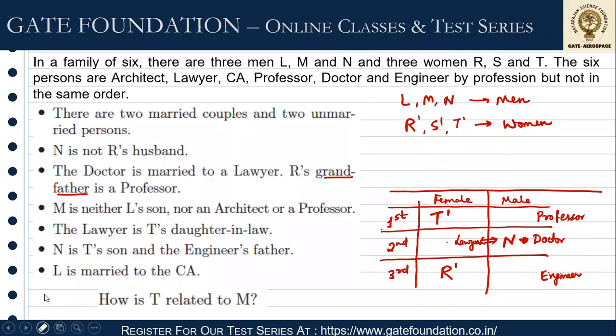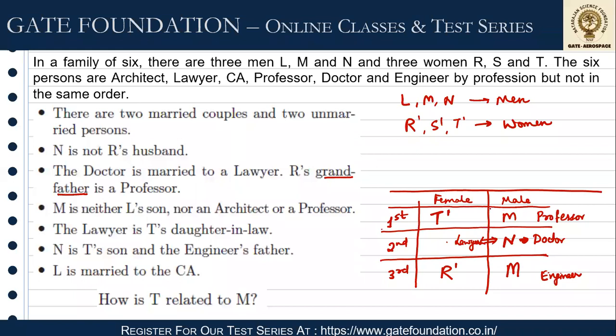Yes, T is grandmother of. Sir, M can be engineer also. No? Yes, M can be engineer. So यहाँ पर आ सकते हैं. M is not an architect nor professor, and he can't be even wife, na. So he is a he. That's why he can be son of N. और here, right? दोनों में से कोई option बचेगा.